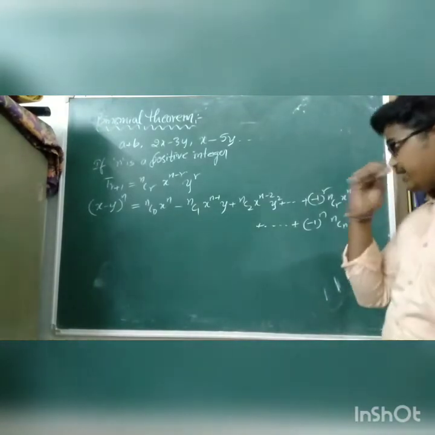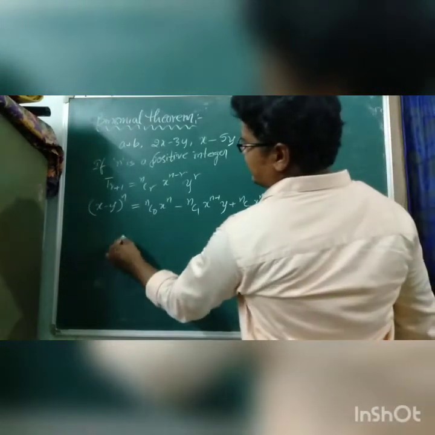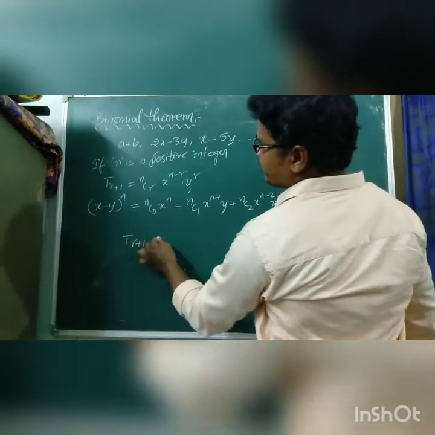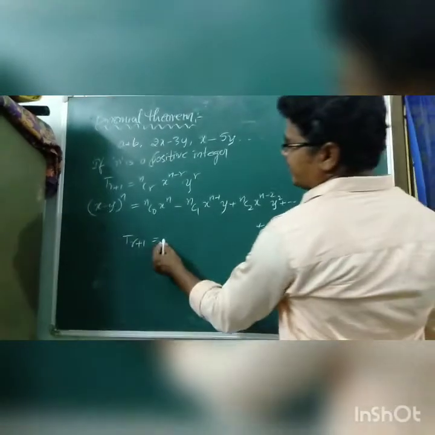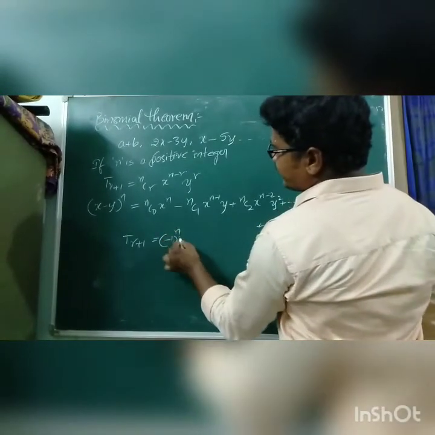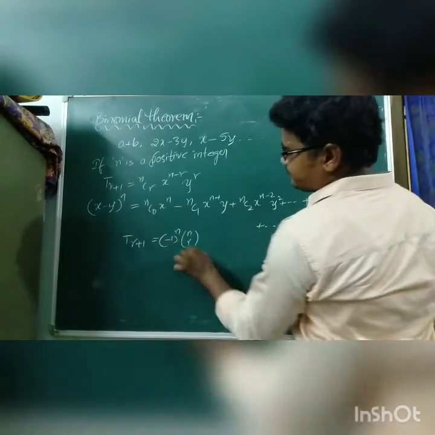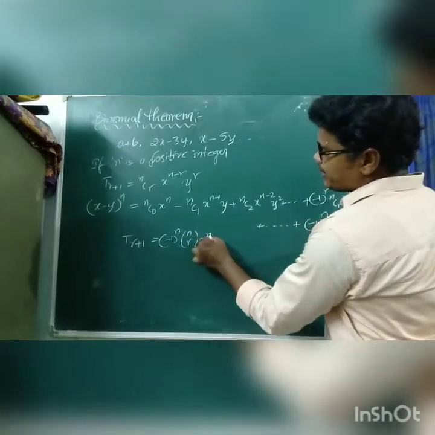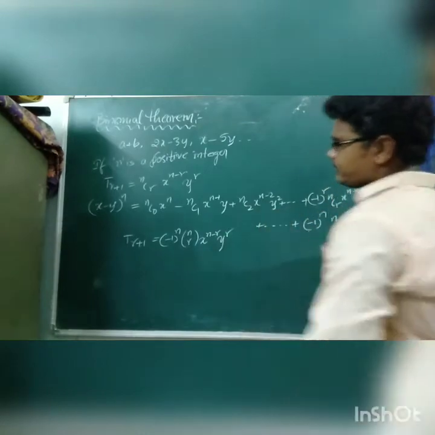Sir, what is the general term here? Here, the general term of the expansion of (x minus y) whole power n is nothing but (minus 1) whole power r into nCr x power (n minus r) into y power r.